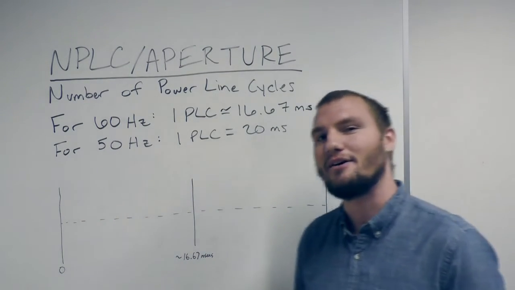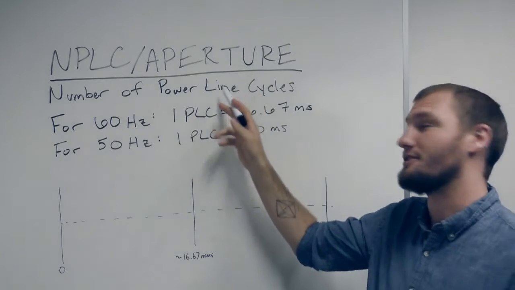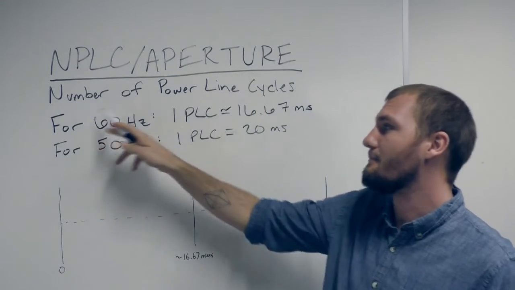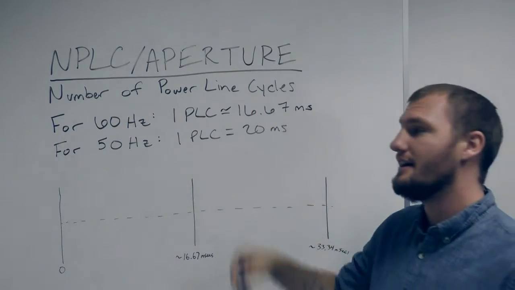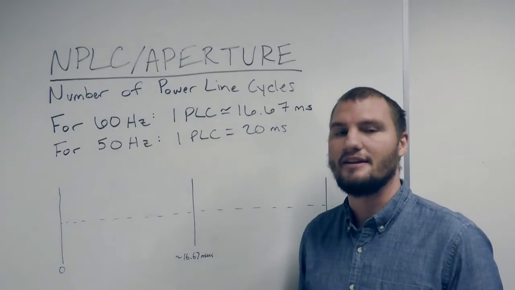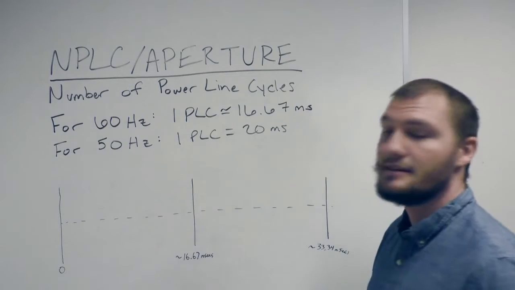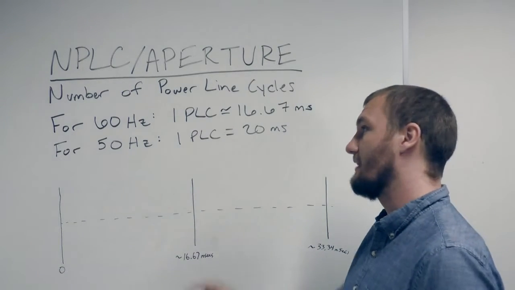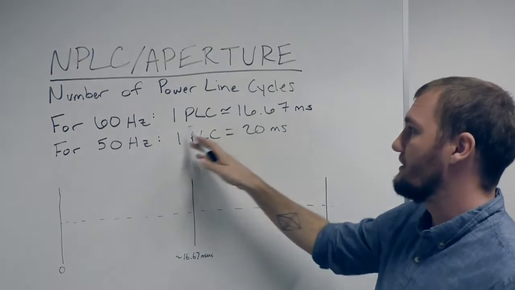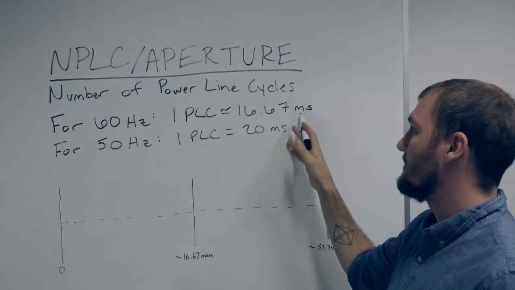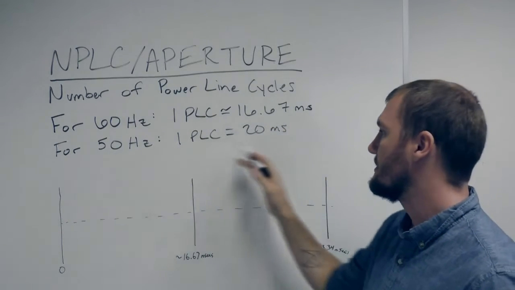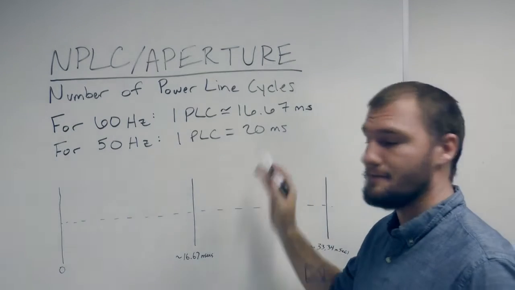Today we're going to be talking about NPLC, or aperture. This means the number of power line cycles, and it describes the amount of time that an input signal is integrated in order to get a single measurement. This is going to be based on your power line setting. So for 60 Hertz, 1 PLC will equal about 16.67 milliseconds, and for 50 Hertz, about 20 milliseconds.